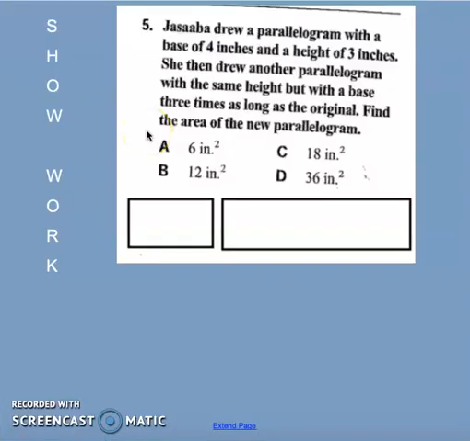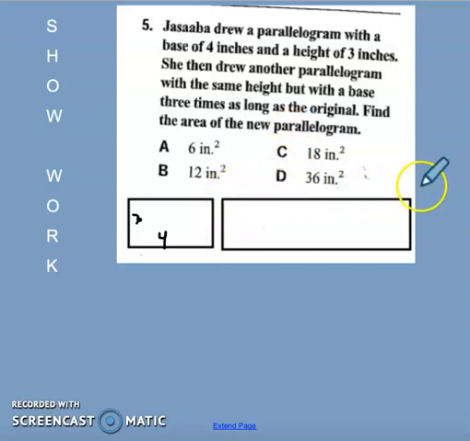Okay, looking at one quick word problem involving areas. Let's see how it goes. Jasaba drew a parallelogram with a base of 4 inches and a height of 3 inches. So I'll mark the base here 4, the height here 3. She then drew another parallelogram with the same height, but with a base 3 times as long as the original. Find the area of the new parallelogram.